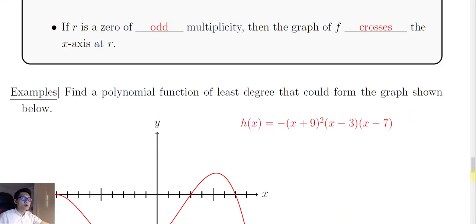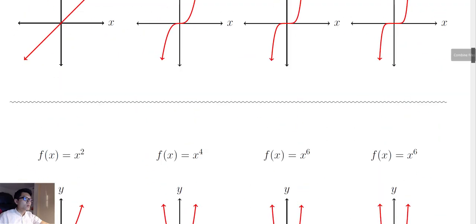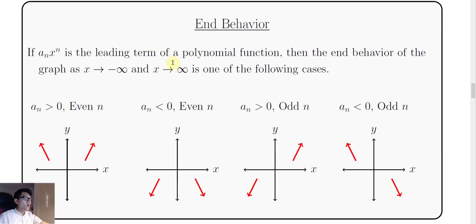Go back to, okay, for the end behavior, we are looking for the leading term's coefficient of the polynomial. Now, for an even power of the leading term, you either open up on both the left and right sides, or go down on both the left and right sides, depending on the coefficient in the front.